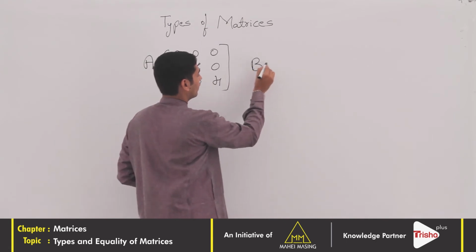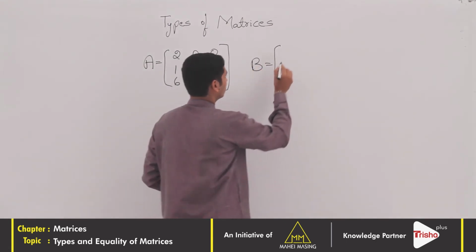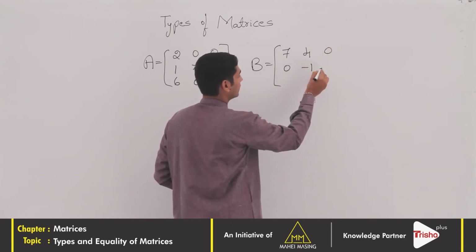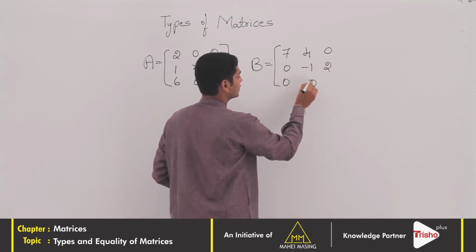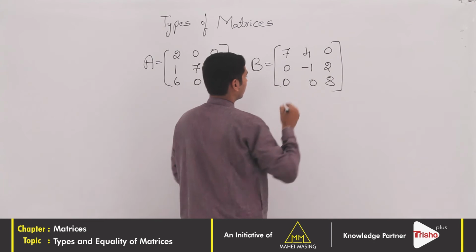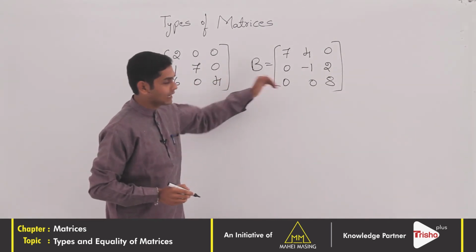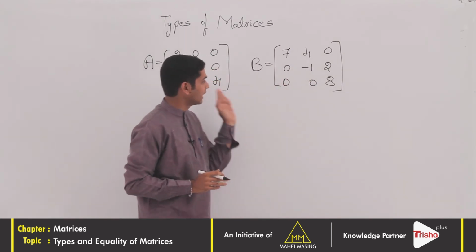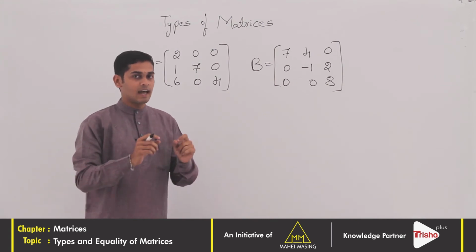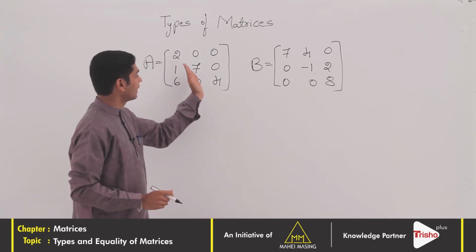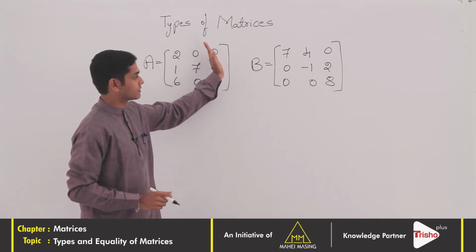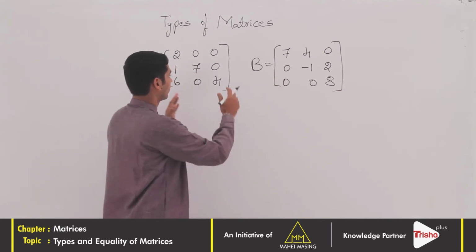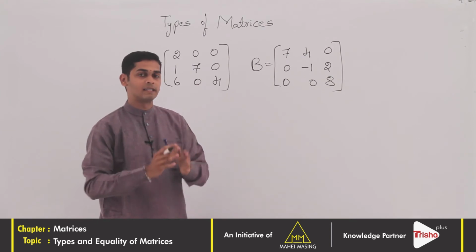Now let me consider one more example. B is equal to 7 4 0, 0 minus 1 2, 0 0 8. In this example, all the elements below the principal diagonal are zeros. Therefore, A and B are called triangular matrices. In A, all the elements above the principal diagonal are 0. In B, all the elements below the principal diagonal are zeros.